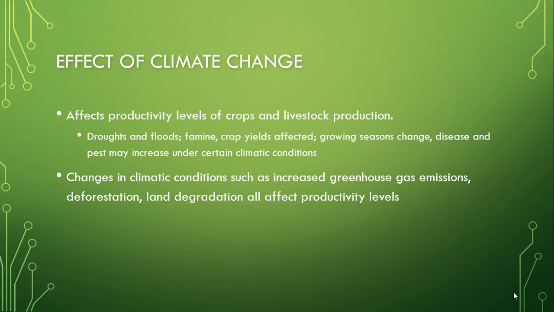So generally we find that changes in our climatic conditions would often increase the greenhouse gases and gas emissions, and these things, as I mentioned before, can affect our different seasons and the unpredictability of our growing seasons, etc. We find that there is also an increase in deforestation. All of these things will contribute to soil erosion and degradation of our lands and our soils, all of which would affect our productivity levels.